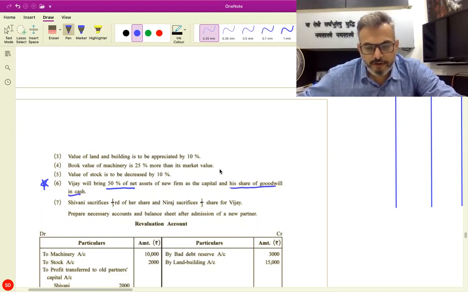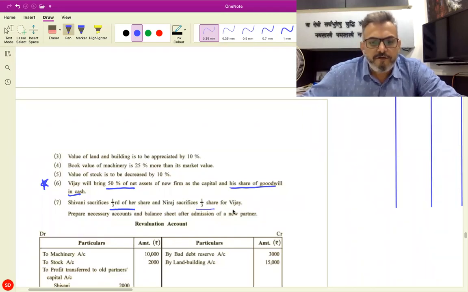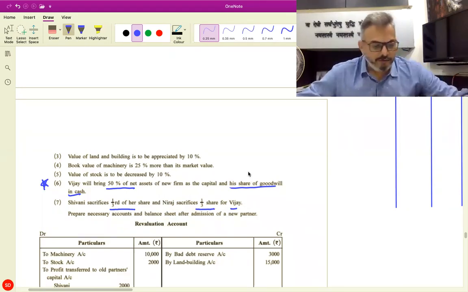So, good, goodwill is coming in cash, we will do this. Shivani sacrifices 1/3 of her share and Neeraj sacrifices 1/3 of his share for Vijay. So we will have to find the sacrifice ratio. Let's start the sum now.